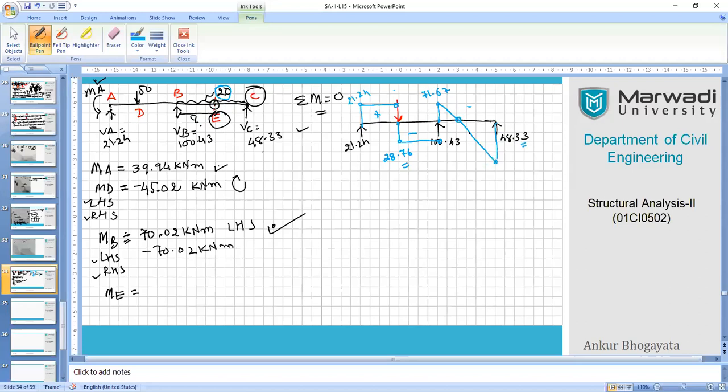So somewhere here you have a point of contraflexure or point of zero shear, and here the answer will be 48.33, but it is negative. However, we have a positive value for the support reaction over here, so it will be 0 here. Now to answer the question of what will be the value of ME, you need these distances. That's why I keep it as straightforward as it is.